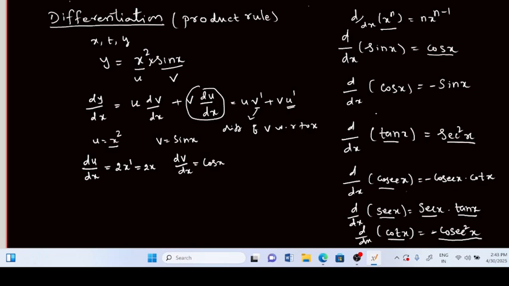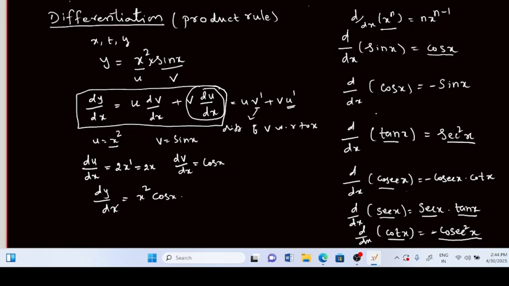So u is there, v is there. We differentiated u with respect to x and v with respect to x. We substitute in this formula. Here dy by dx is u. What is u? u is x square into dv by dx, which is cos x, plus v, which is sin x, into the differentiation of u with respect to x, which is 2x.